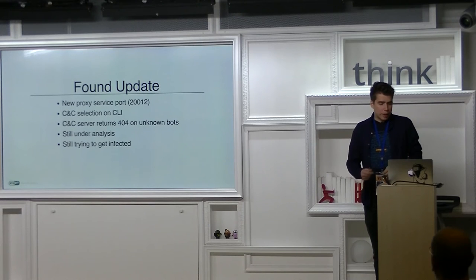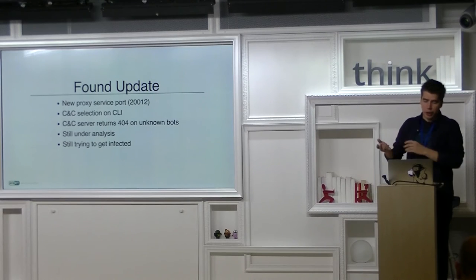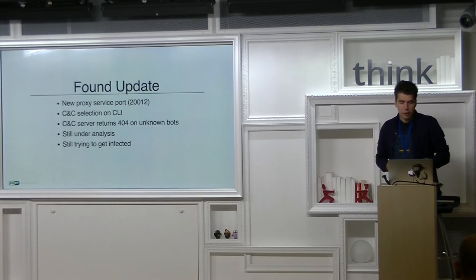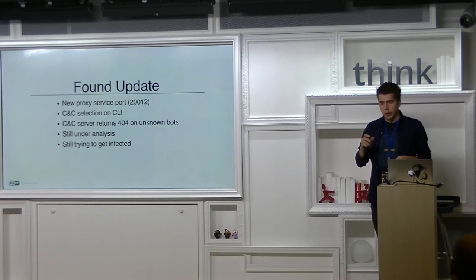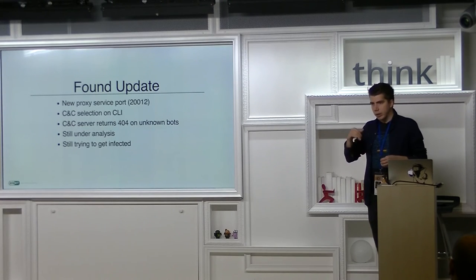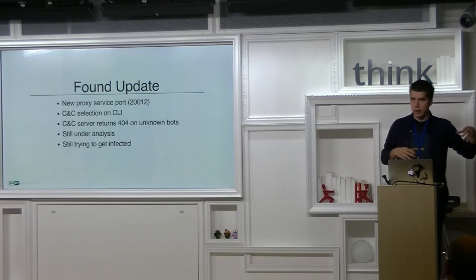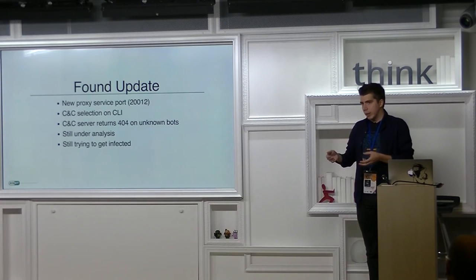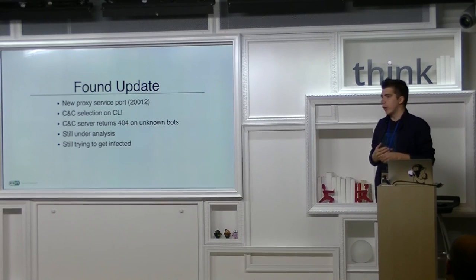And at some point, we found an update right before Virus Bulletin. It's using a new service port, as was expected, since it was highlighted in the report. They added a CNC selection on the CLI, so the CNC server is no longer in the binary. It's given when the malware is launched. And since it has CNC cooperation, as we saw in the compromised slide, it's packed as an integer and slightly obfuscated, XORed in the code, and it will use this new CNC. Another thing they did is the server returns a 404 on unknown hosts.